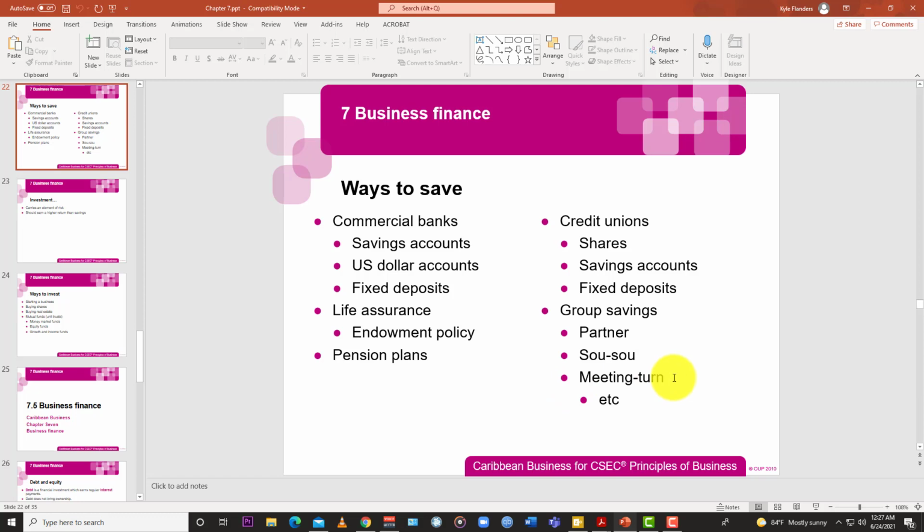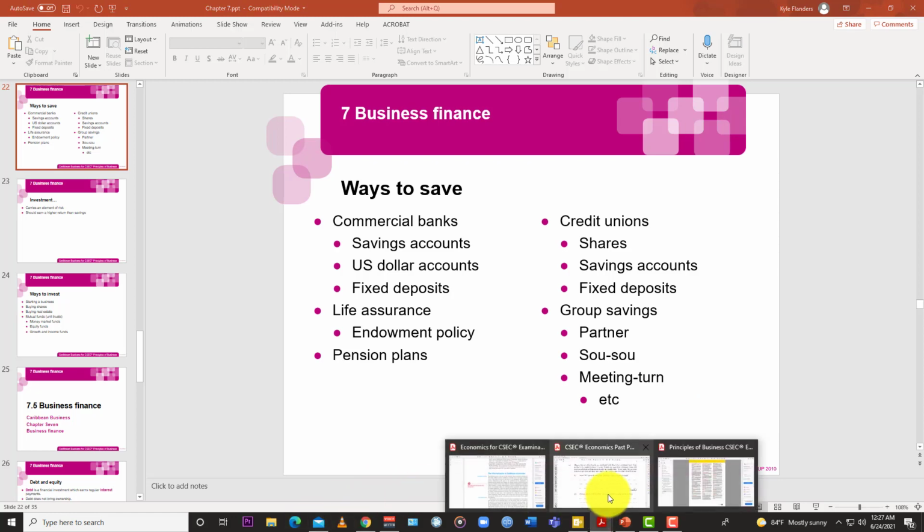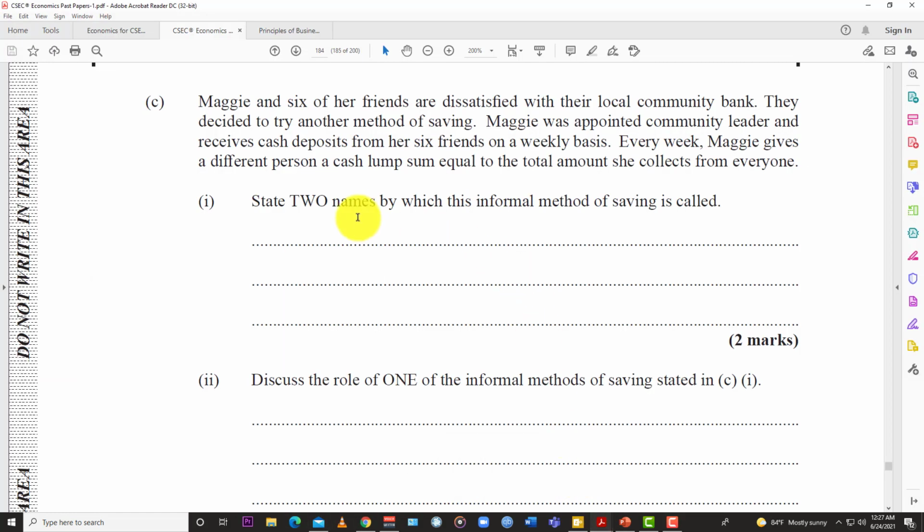Maybe you can help me in the comment section. Who calls it meet in turn? But you have partner hand. A lot of the Leeward Islands call it partner hand. Then some women would call it susu. And then some persons would call it meeting turn. Don't know which one that is. So you choose any of those two and you put it in the answer and you're good to go. Just 2 marks.